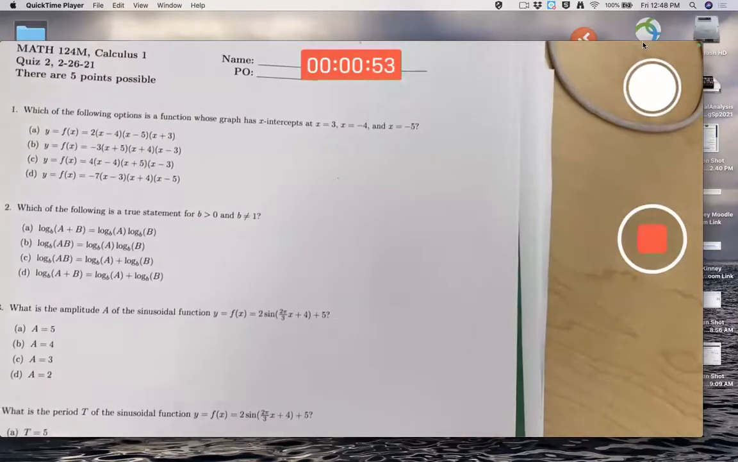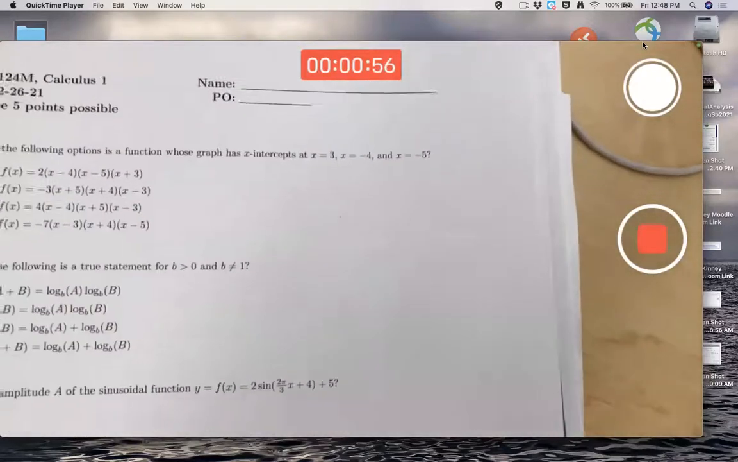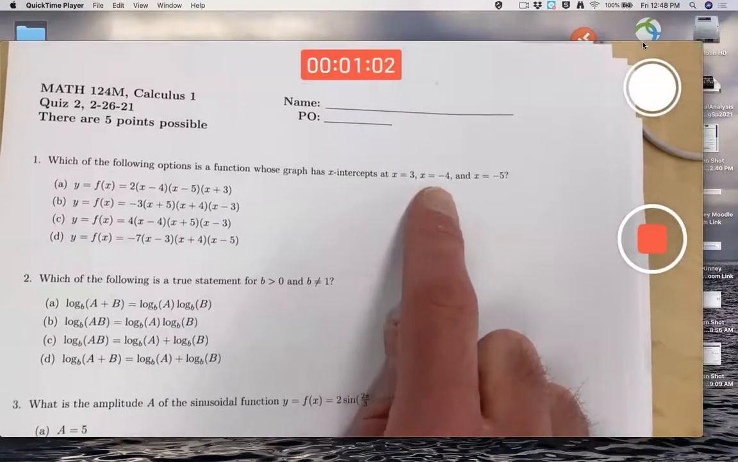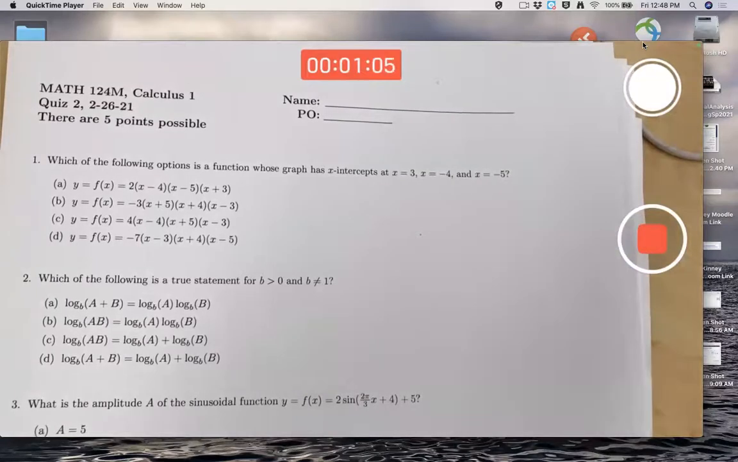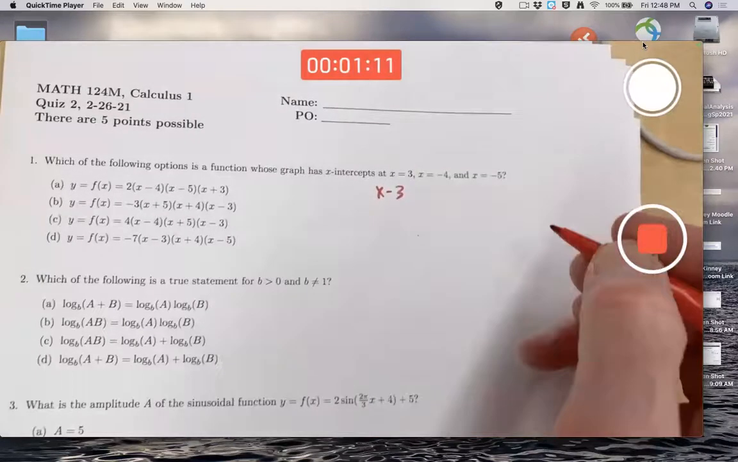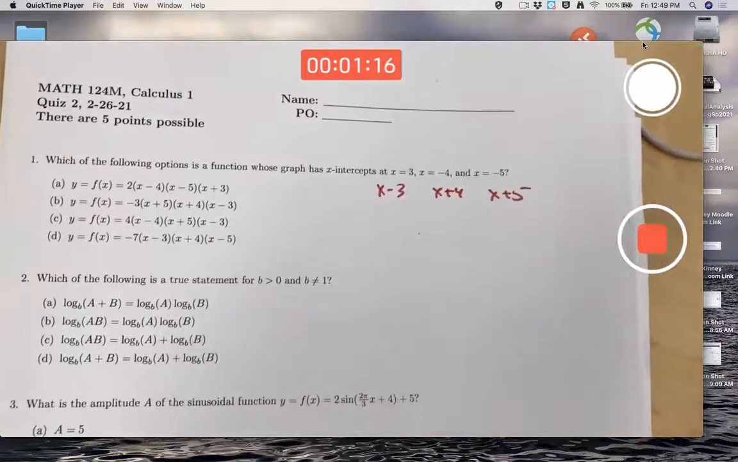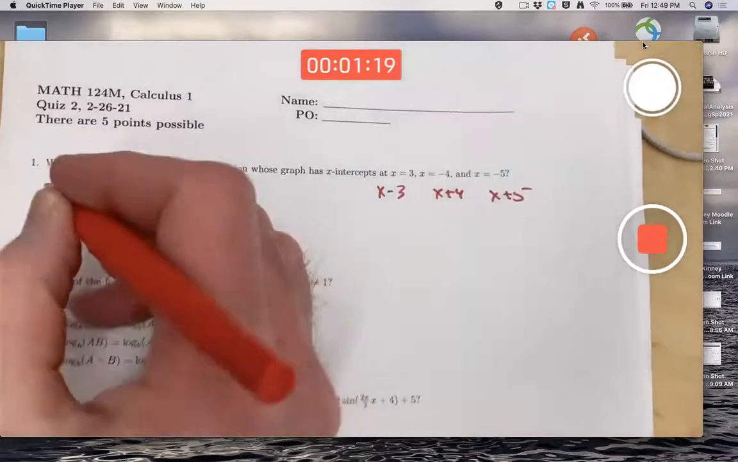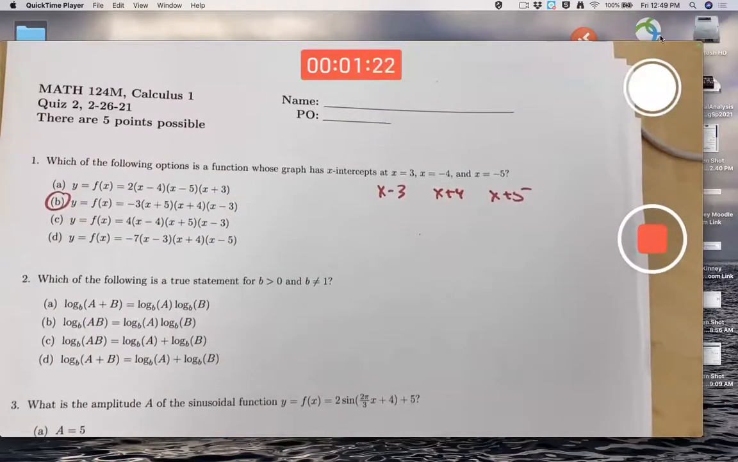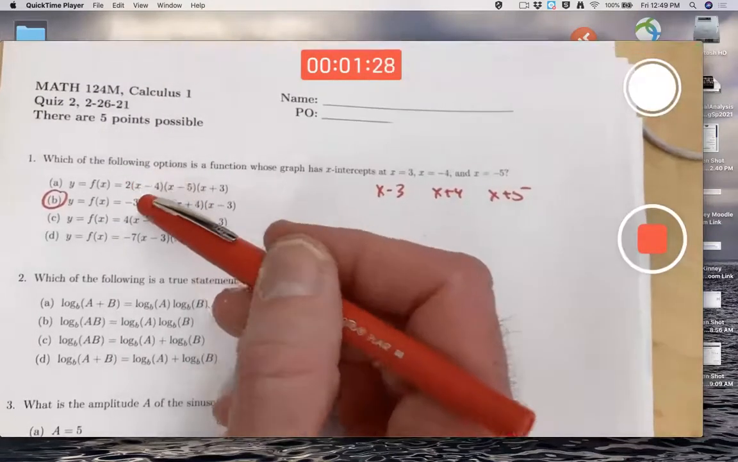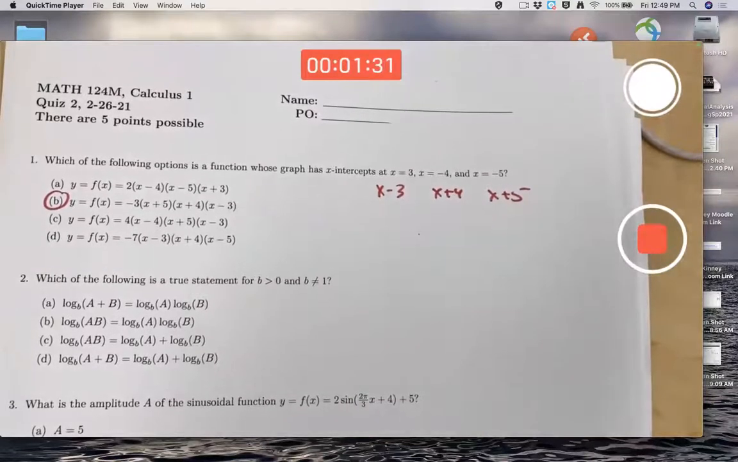So the first question on the quiz, we're after functions whose graph has these x-intercepts, 3, -4, and -5. That means it has factors x minus 3, x plus 4, and x plus 5. And there's only one option that has those factors, B. It doesn't matter what order they're in, and the number in front doesn't matter. It doesn't matter whether you have a 2 or -3 or 4 or -7. That doesn't affect where the x-intercepts are. It does affect the y-intercept.